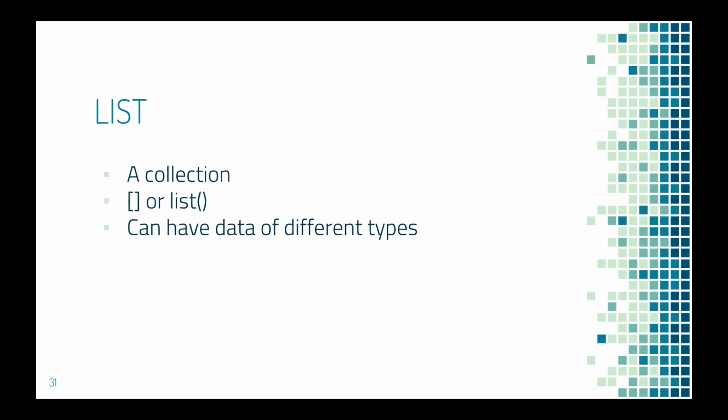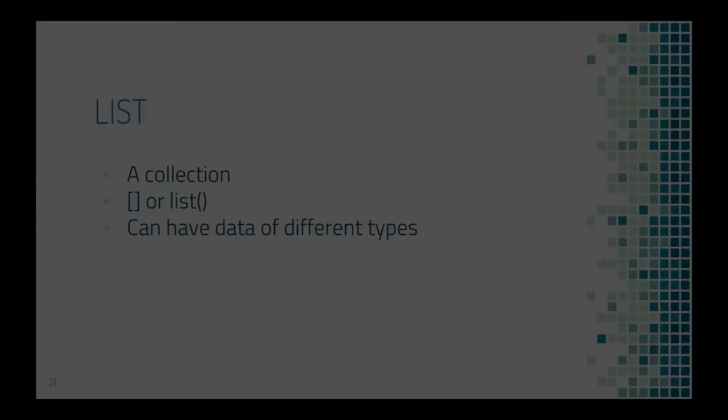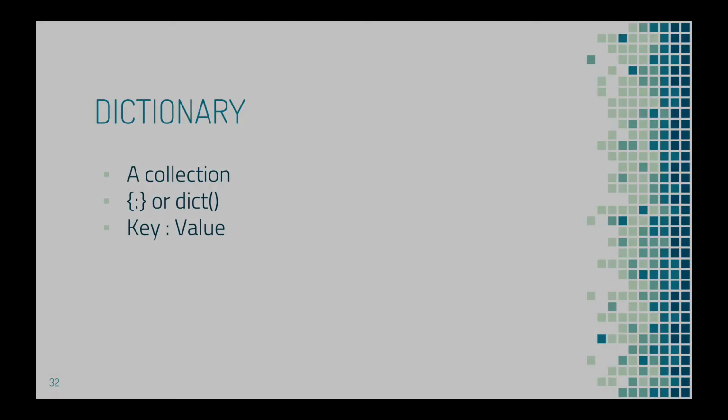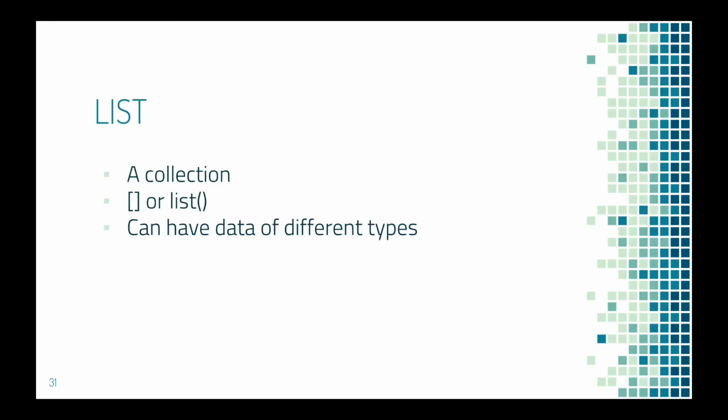The second type of collection we're going to talk about is a list. We tell Python something is in a list either by using the keyword list with parentheses or by using square brackets. So it's really important to remember square brackets means list in Python. Lists are really cool because we can actually have multiple types of data inside of it, and I'll show you what that means in a second.